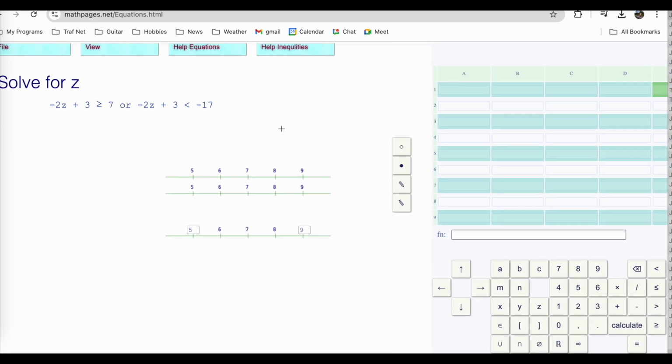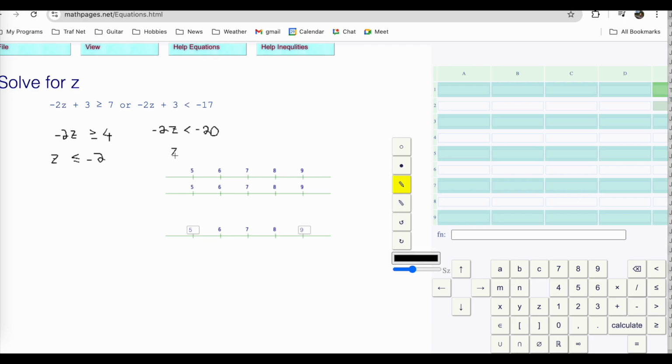I want to get rid of the 3, so I'm going to subtract 3 from both sides, and that will give me negative 2z is greater than or equal to 7 minus 3, which is 4. Here I'd have negative 2z is less than negative 17 minus 3, which is negative 20. I'm going to divide both sides by negative 2. That gives me z. Yes, we're dividing by a negative, so flip the direction of the relationship. 4 divided by negative 2 is negative 2.